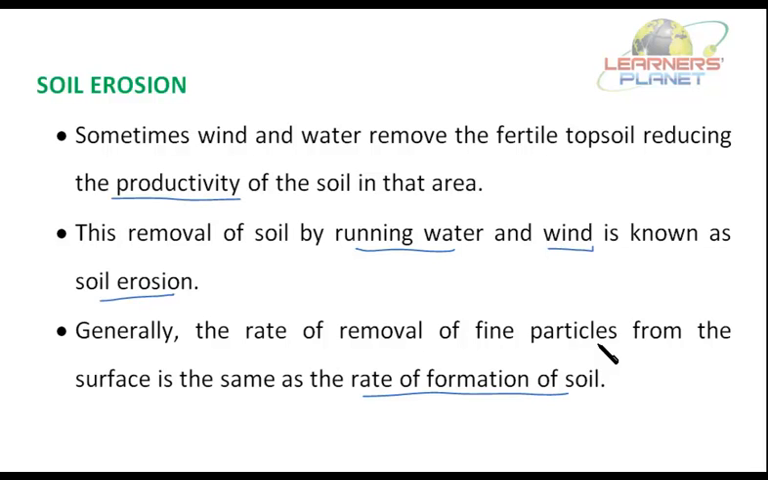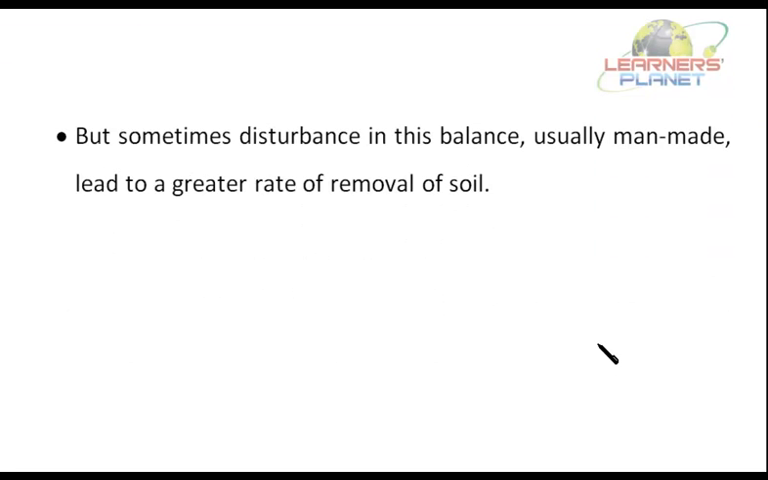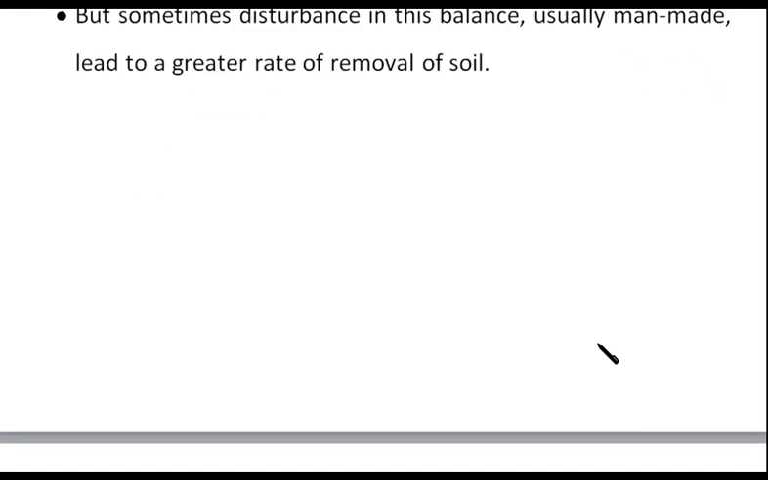Now the rate of removal of fine particles from the surface is the same as the rate of formation of soil, but sometimes disturbance in this balance, usually man-made, leads to a greater rate of removal of soil. Right? So we should keep some things in mind, that we should not cut trees, deforestation should not occur. It is in our hands. So usually due to man-made habits also, this disturbance in the balance can lead to a greater rate of removal of soil.